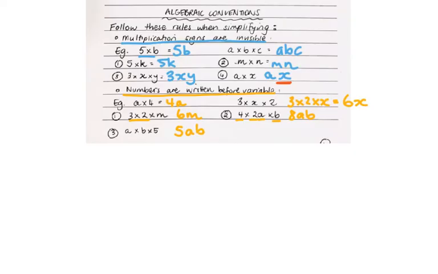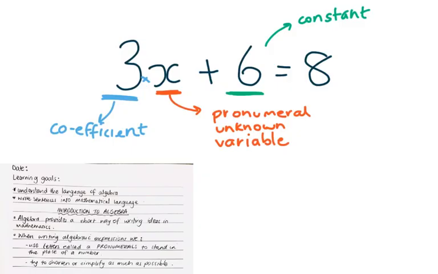So there are a few rules here that it's important to follow when simplifying algebraic expressions. Sometimes you'll need to use more than one rule when simplifying algebraic expressions, but it's important also to remember the language of algebra.